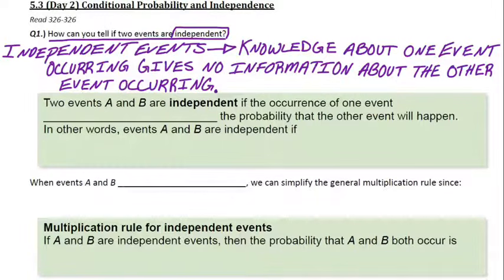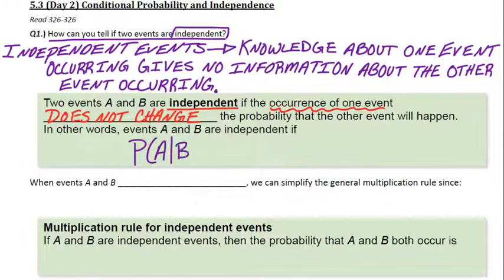Definition of the green box there. A and B are independent events if the occurrence of one event does not change the probability that the other event will happen. In other words, and this is actually the formula for independent events, the probability of A given B, so given that B's already occurred, is equal to the probability of A. So it simplifies down to just the probability of A. It's like, yeah, B happened, but it doesn't really affect it, so it's still just the probability of A.